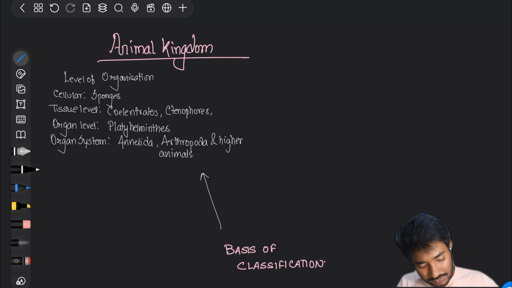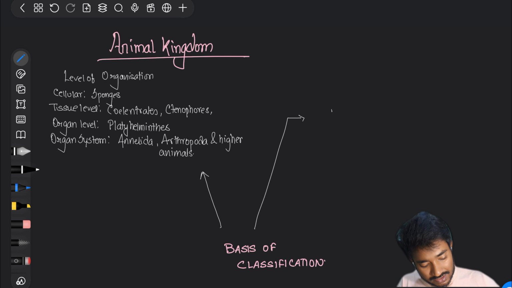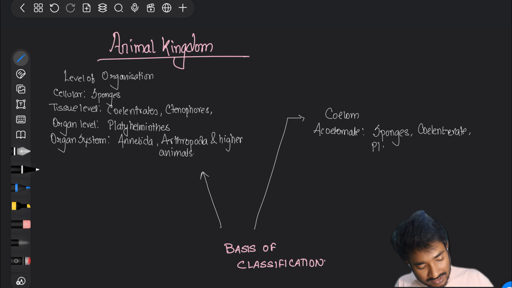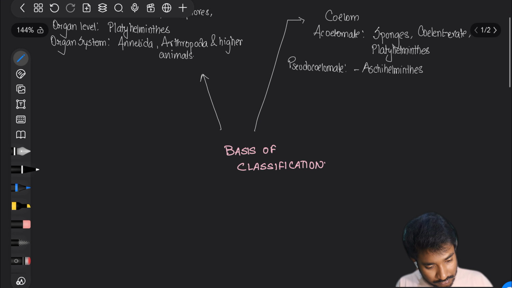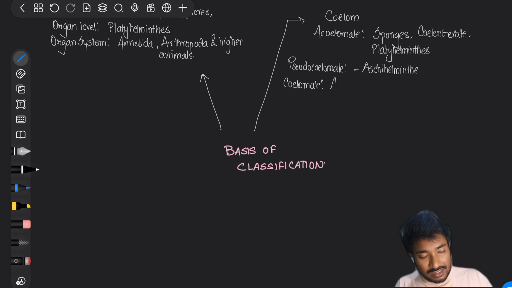Now, if you go on with the coelom: acoelomate consists of the sponges, coelenterates, Platyhelminthes. The pseudocoelomates are Aschelminthes. And the coelomates are annelids and higher animals.